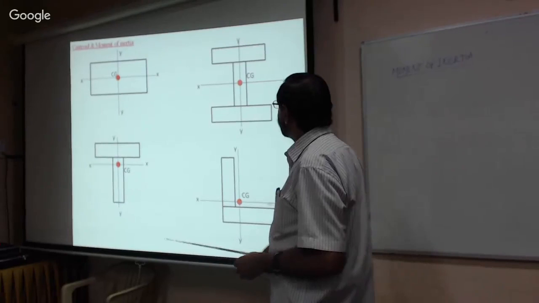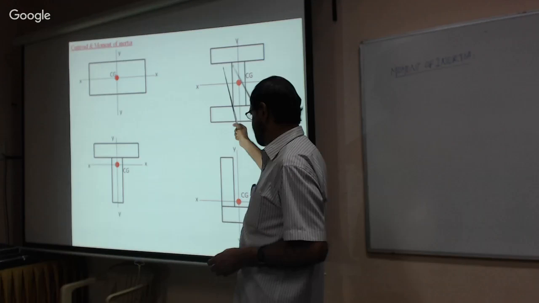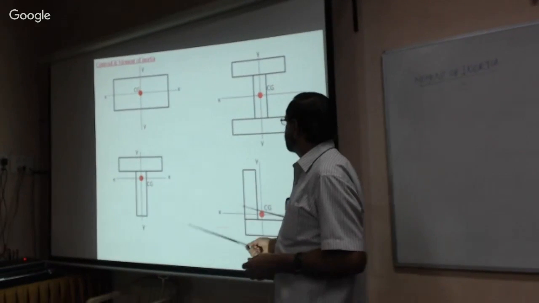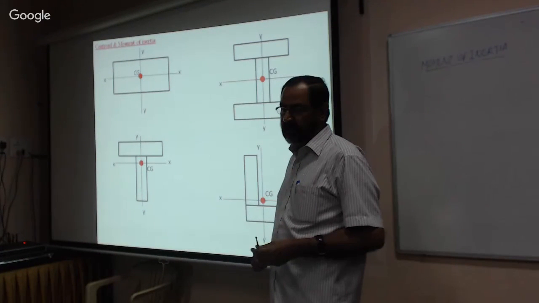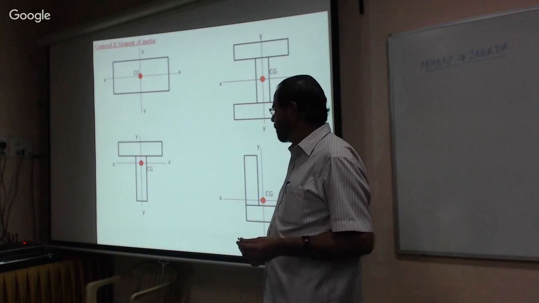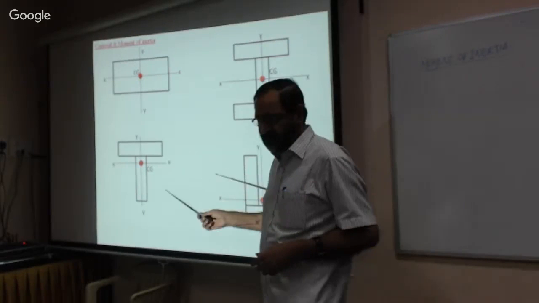But whereas here it is an irregular section, it is I section, and this is the angle section, L section, and this is the T section. Now all these sections are being used in our engineering construction practices. Therefore, we need to understand and locate the centroid of the given sections.